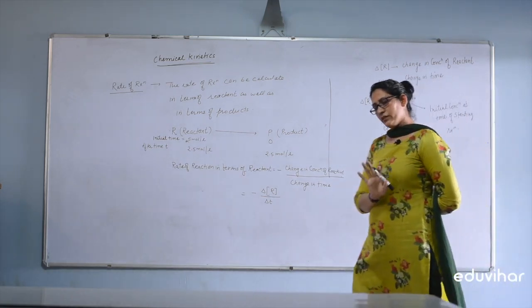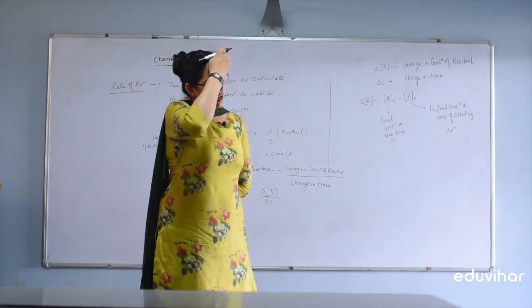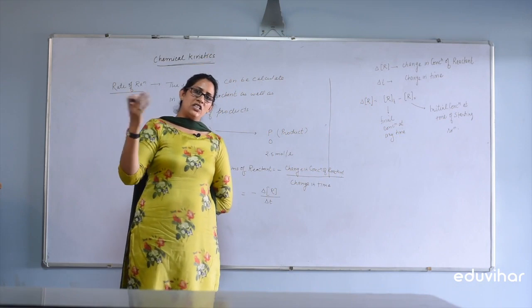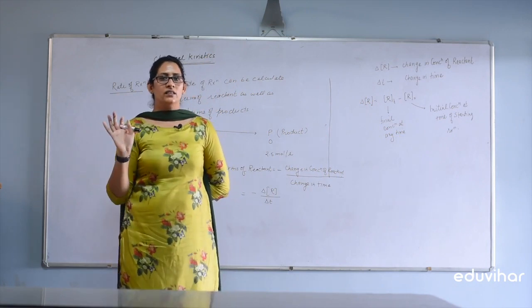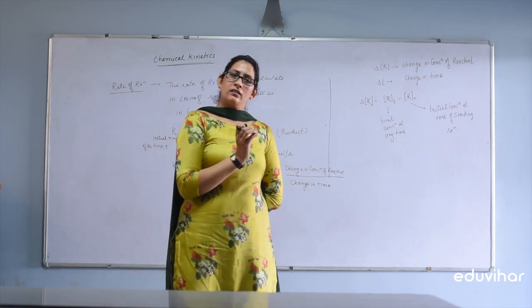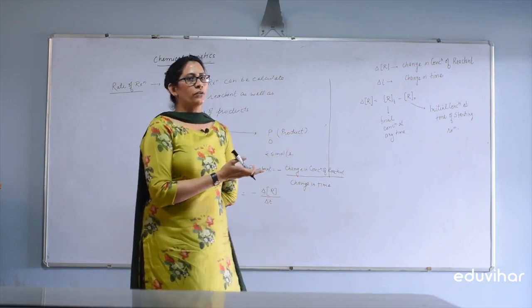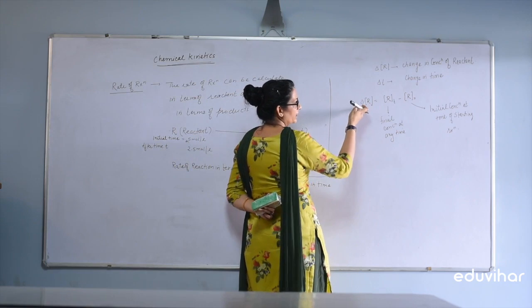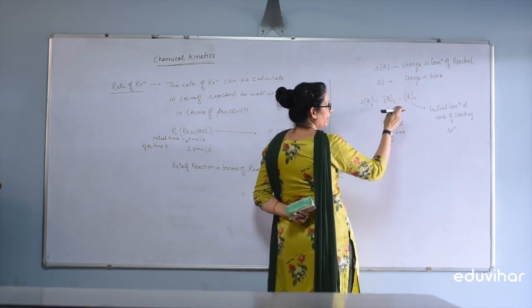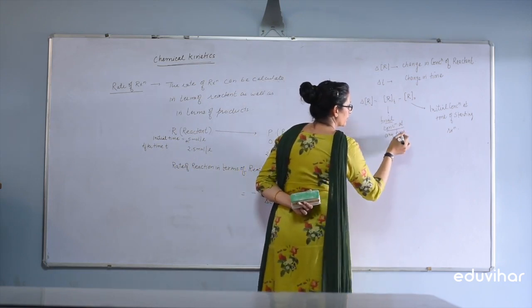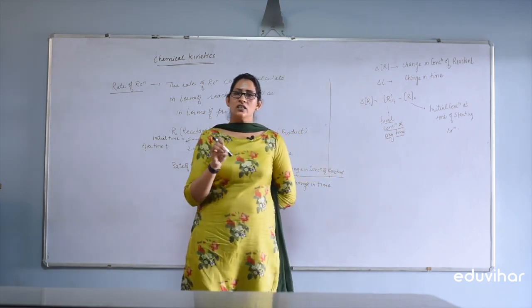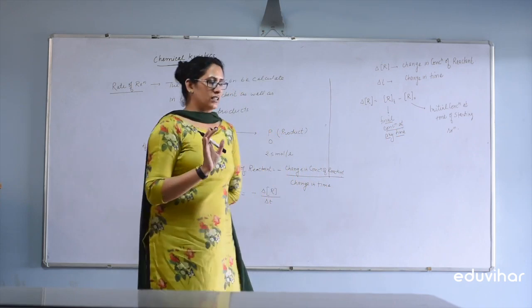Whenever we have to calculate the change, at that time we subtract the initial concentration from the final concentration. From the final point, we subtract the initial point. So delta R is equal to Rt minus R naught. Rt is known as the final concentration at any time t. R naught is the initial concentration of the reactant.